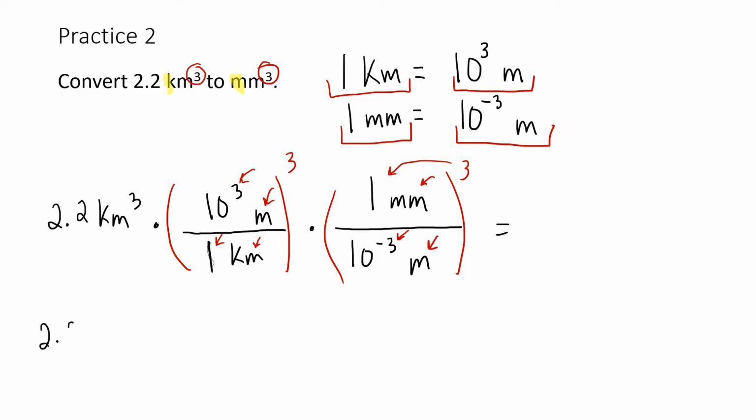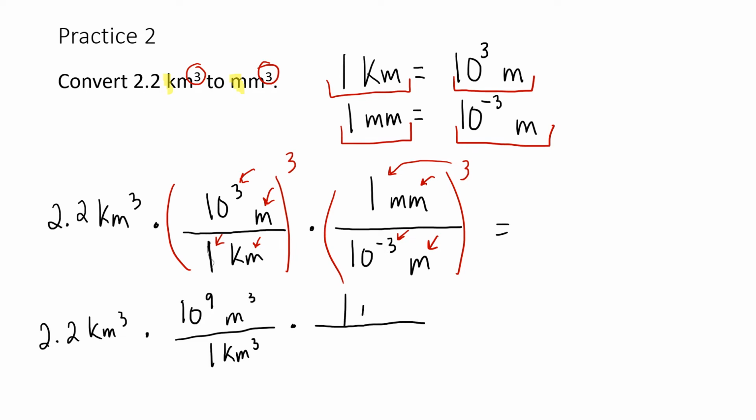Doing this, rewriting 2.2 cubic kilometers times 10 to the 9, because 10 cubed, you multiply those exponents, 10 to the 9 cubic meters, divided by 1 cubic kilometer, times 1 to the third, which is just 1, millimeters cubed divided by 10 to the negative 9 meters cubed. Let's see what cancels. Yes, we are in the target unit at the end.